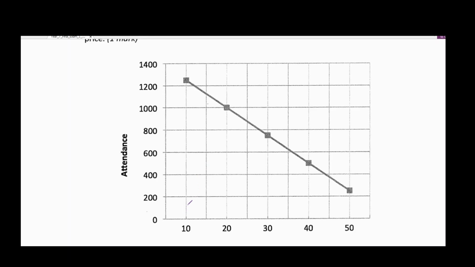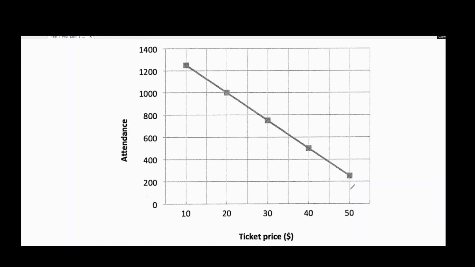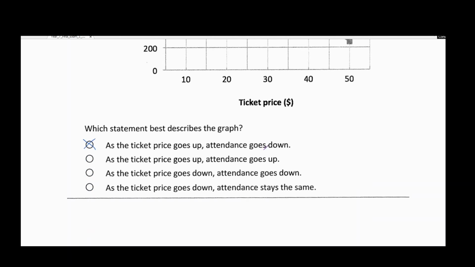So here, ticket price $10. Attendance above 1,200, probably 1,250. Then $20, 1,000, $30, maybe 750. $40, 500. $50, maybe 250. So as ticket price goes up, the attendance goes down.